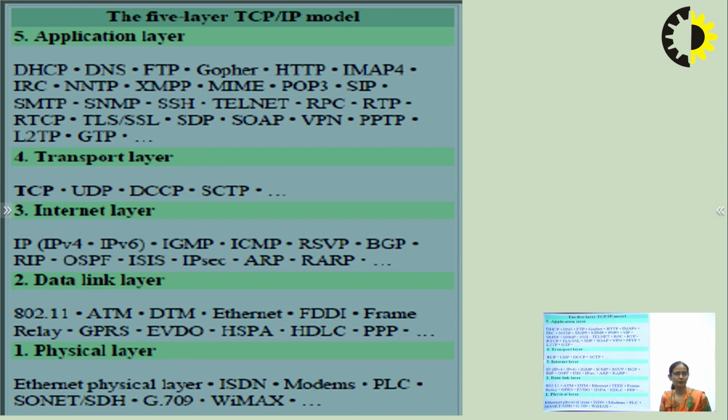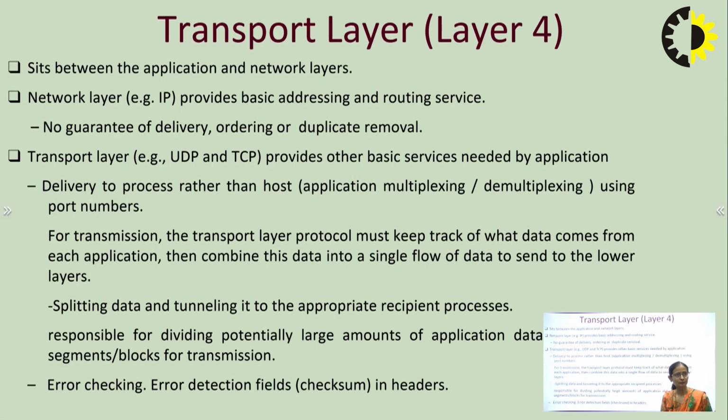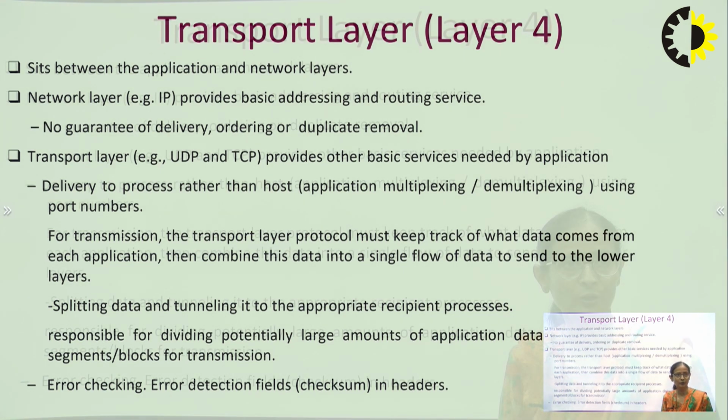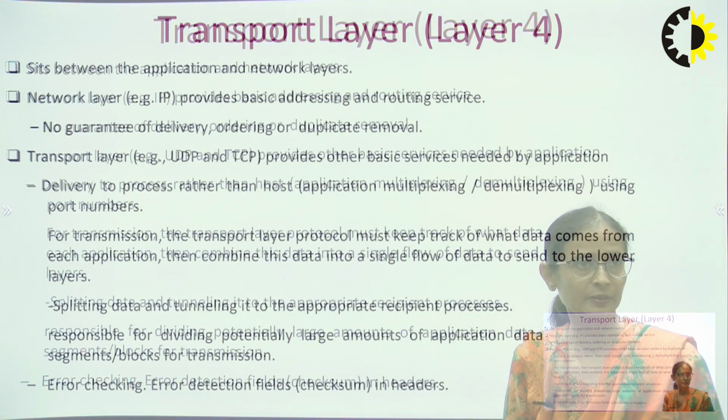This TCP model is basically for the wired environment. The TCP protocol exists at layer 4, that is the transport layer. It sits between the application and the network layer. At the network layer, it provides the basic addressing and routing service. No guarantee of delivery or ordering or duplicate removal is there.